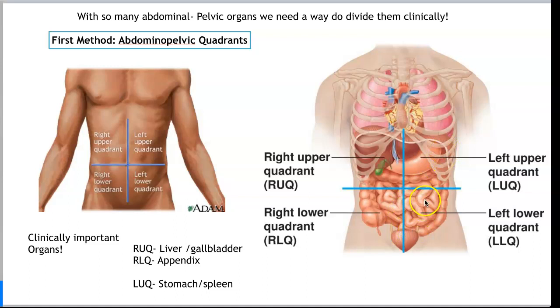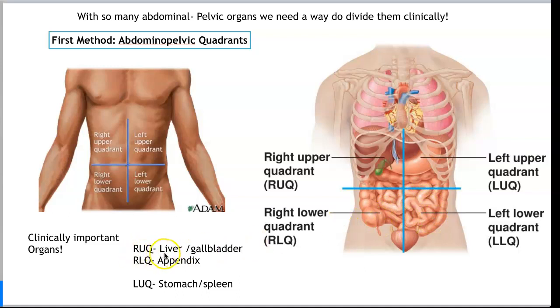Now the left lower quadrant, there's nothing specific to this region. You have lots of large and small intestine, but when you have intestinal pain, it is usually pretty diffuse because you've got 20 feet of intestines here. So these are the big guys.